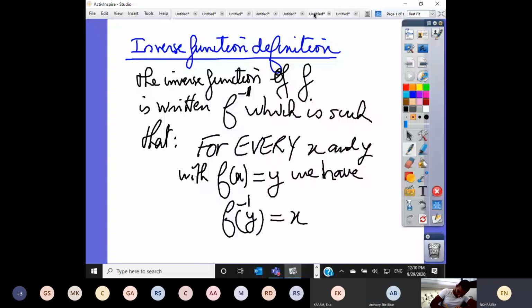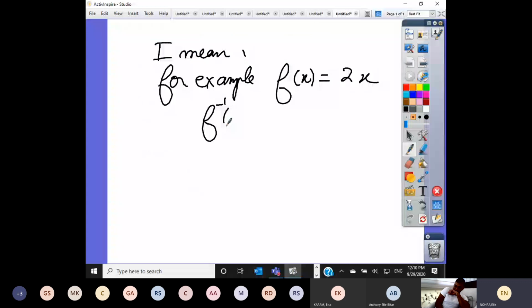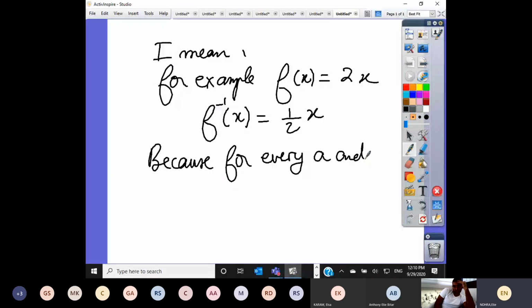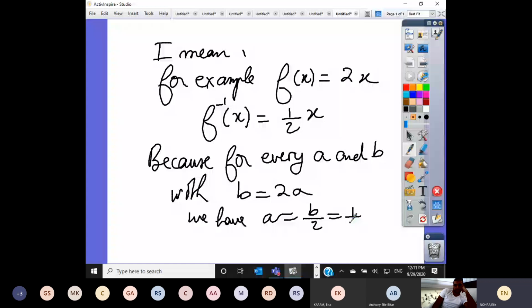So, what did I mean by this? For example, f of x equals 2x. F minus 1 of x, it's half x, correct or not? Because for every a and b with b equals 2a, we have a equals b over 2, meaning half b.